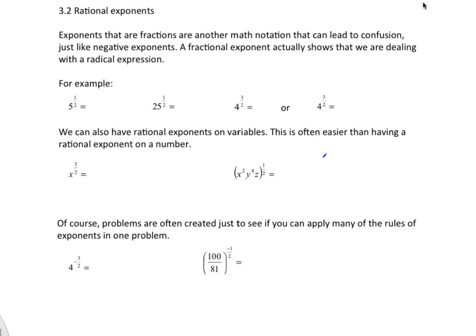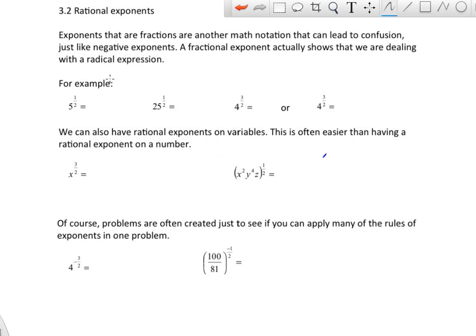3.2 Rational exponents. Rational exponents are fractions. That's what the word rational means in this case, and it's just a math notation. It can lead to confusion, just like some people don't really like negative exponents, and you know, it's just something that you have to deal with.